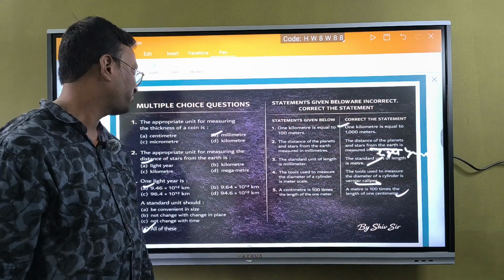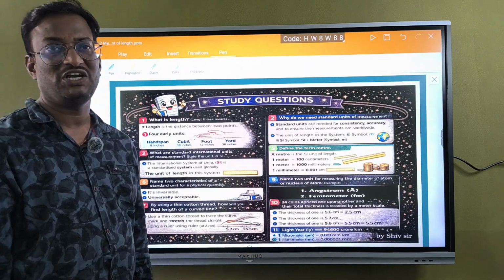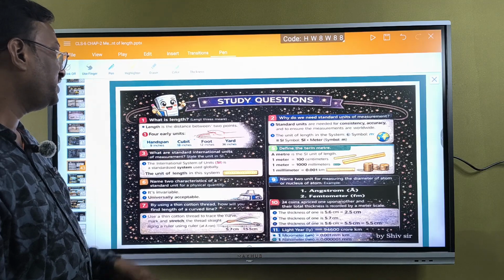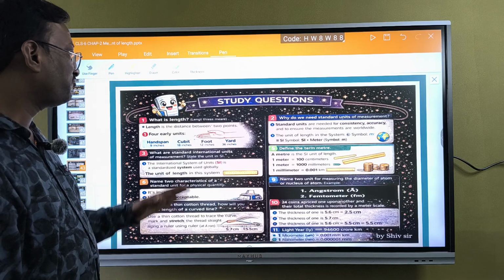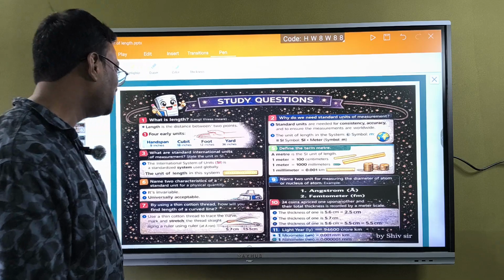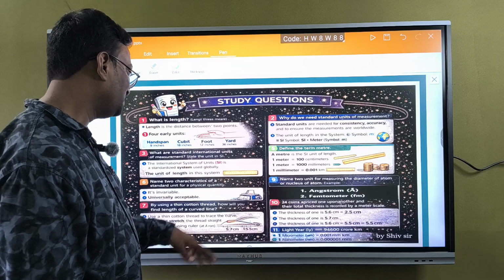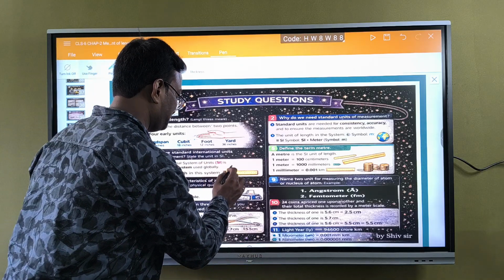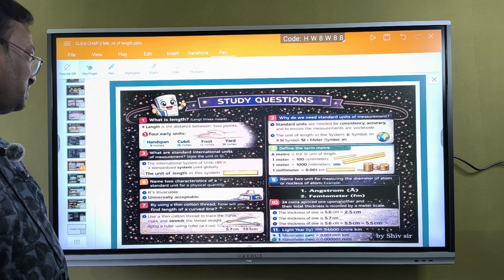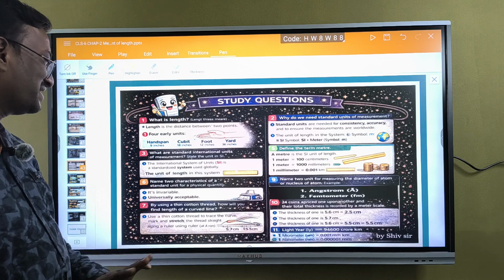So likewise you can solve different kinds of problems, children. Next thing is we have some study questions. We shall try to solve this. What is length? Length is the distance between 2 points. Already we have discussed. There are early units also mentioned here, if you want, you can check it. What are the standard international units of measurement? That is the SI system. The unit of length in this system is meter. Name the 2 characteristics of the standard unit of a physical quantity. It is invariable, it should not be varied, and universally acceptable.